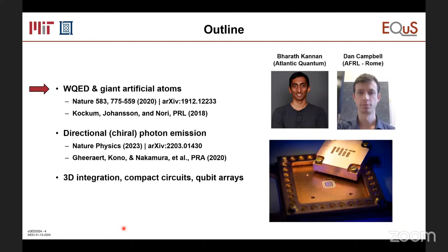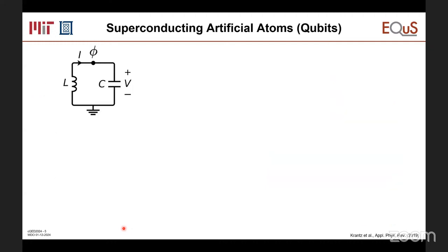That's one qubit. And then directional or chiral photon emission, where we use multiple qubits, might think of it as a giant molecule. And then time permitting at the end, some work that we've done with Charlie on qubit arrays. This first work, though, was done by Bharath Kannan, who was a PhD student in the group. He's now a CEO of Atlantic Quantum, a startup. And Dan Campbell, who was a postdoc and is now at AFRL in Rome.